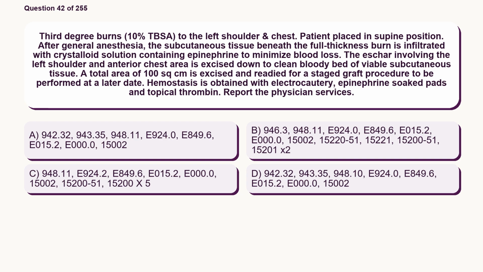Question 42. Third-degree burns, 10% TBSA, to the left shoulder and chest. Patient placed in supine position. After general anesthesia, the subcutaneous tissue beneath the full-thickness burn is infiltrated with crystalloid solution containing epinephrine to minimize blood loss. The eschar involving the left shoulder and anterior chest area is excised down to clean bloody bed of viable subcutaneous tissue. A total area of 100 sq cm is excised and readied for a staged graft procedure to be performed at a later date. Hemostasis is obtained with electrocautery, epinephrine-soaked pads and topical thrombin.